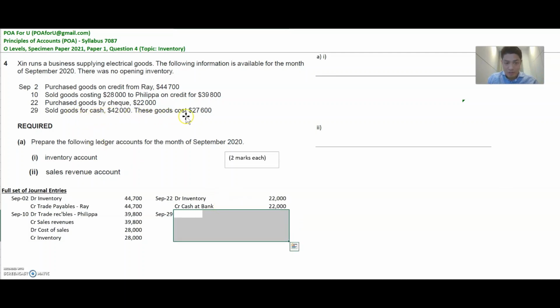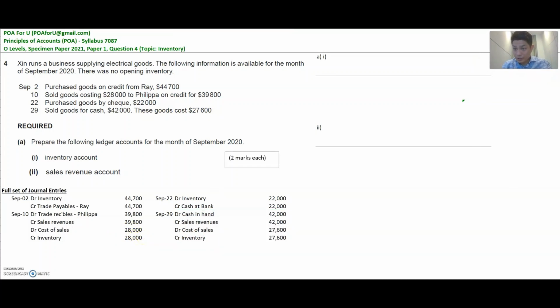Now, similarly for this, this is the same concept as September 10th. Try it yourself. I'll pause the video for a while. Or you pause the video for a while, I beg your pardon. And I'm going to show the answer right now. Yes, debit cash in hand instead of trade receivables, because this is sold for cash. And credit sales revenue is the same here, and the cost entries are the same as the previous one in September 10th, so same concept.